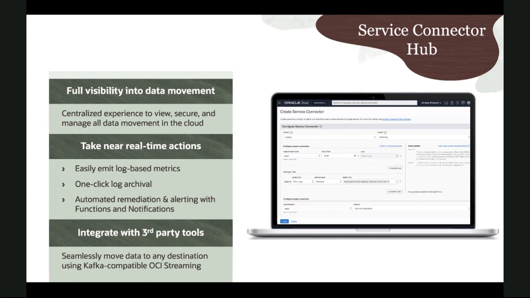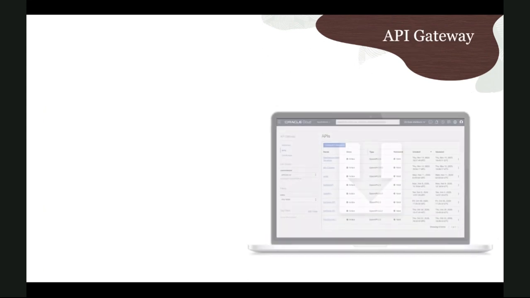Service connectors also let you integrate easily with third-party tools. You can seamlessly move data to any destination using the Kafka-compatible OCI streaming service. You can also move logs from OCI to a third-party service like Datadog or Splunk or any other service of your choice. Let's look at the API Gateway service.